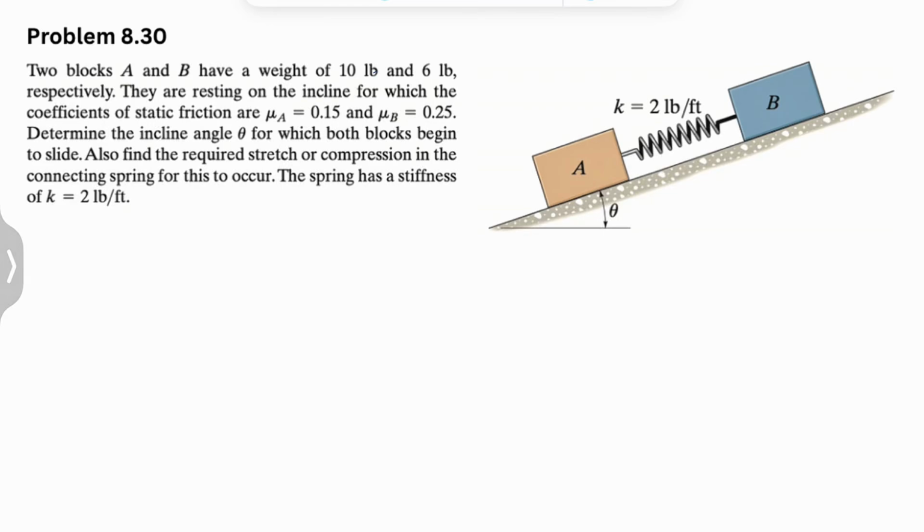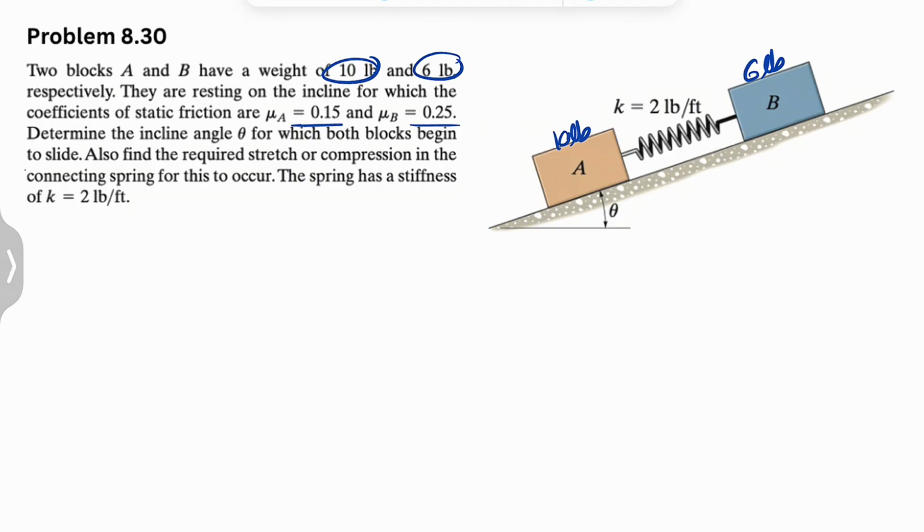Okay, so welcome back. We have another friction question from the Hibbeler textbook, and we have these two blocks A and B that have a weight of 10 pounds and 6 pounds respectively. So we know A is 10 pounds and B is 6. They're resting on the incline for which the coefficient of static friction is 0.15 for A and 0.25 for B.